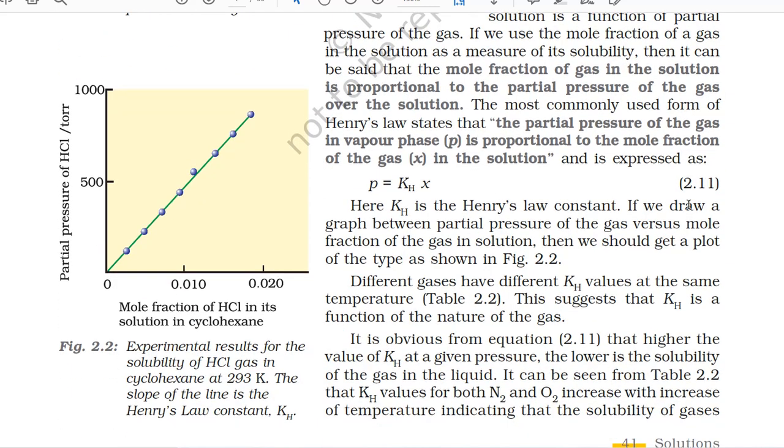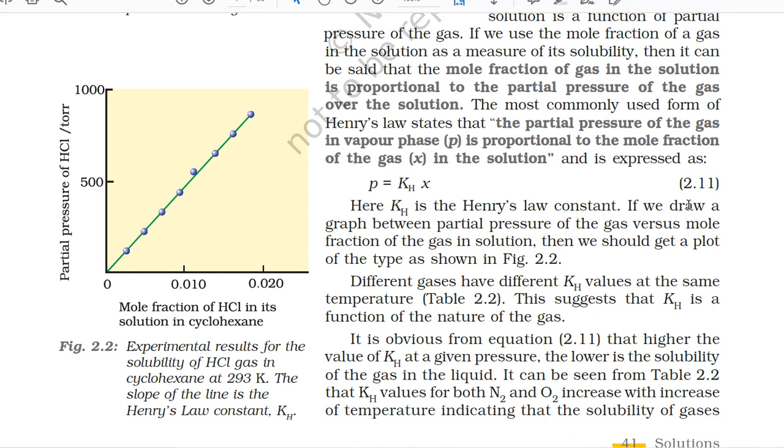The most commonly used form of Henry's law states that the partial pressure of the gas in vapor phase is proportional to the mole fraction of the gas in the solution and is expressed as p = KH x. Here KH is the Henry's law constant. If we draw a graph between partial pressure of the gas versus mole fraction of the gas in solution, then we should get a plot of the type as shown in figure 2.2.